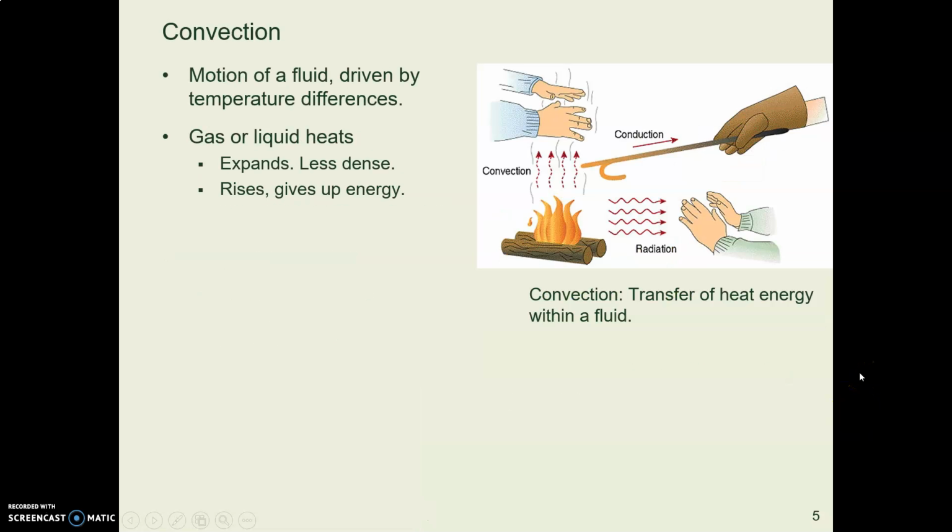Convection is different. Convection is heat energy that moves through the motion of a fluid, and it could be a fluid that is a gas, could be air, like rising from this campfire, and it could be a liquid, like hot water coming from the boiler in your system.